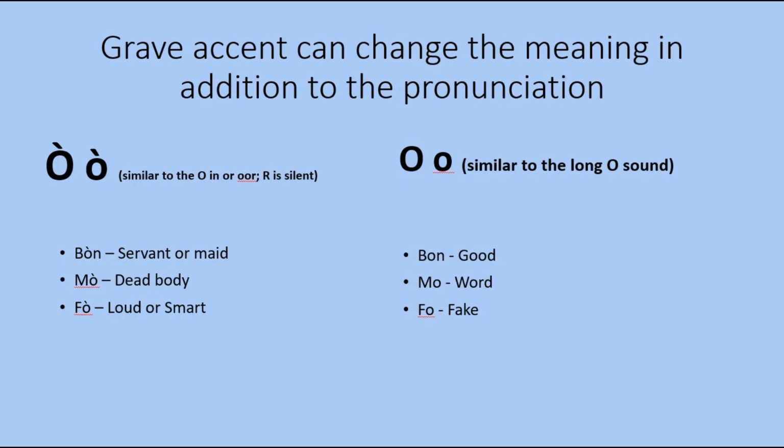So you say bon. But if you're talking about a maid or a servant in Creole, you would add the accent on the O. So then it's not bon anymore, it's bòn, like b-o-n, bòn.